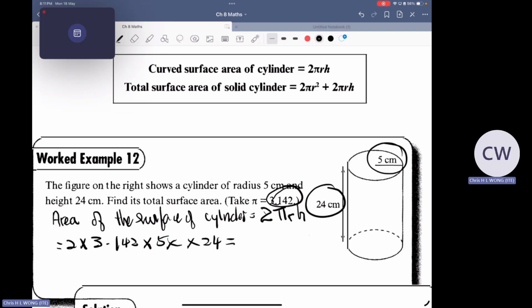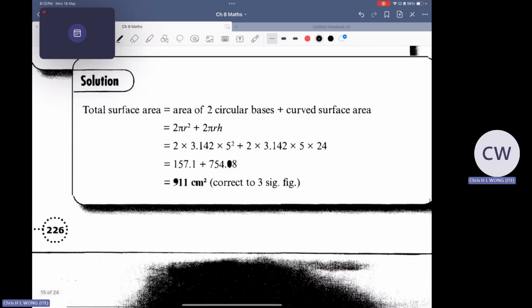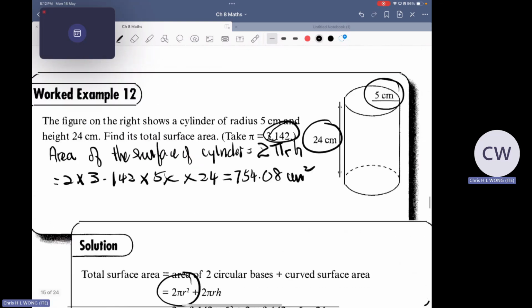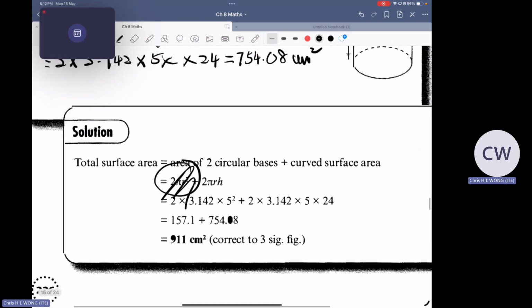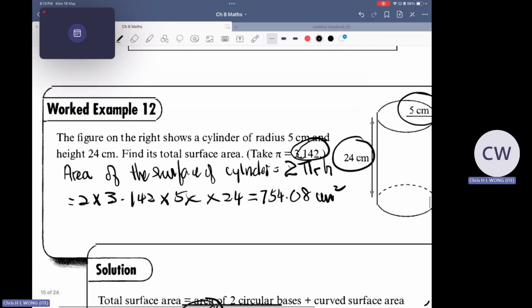754.08 cm squared. Is it correct? Oh, they add this one. Actually, they didn't say cannot. Okay, hold on. Come back to this again.